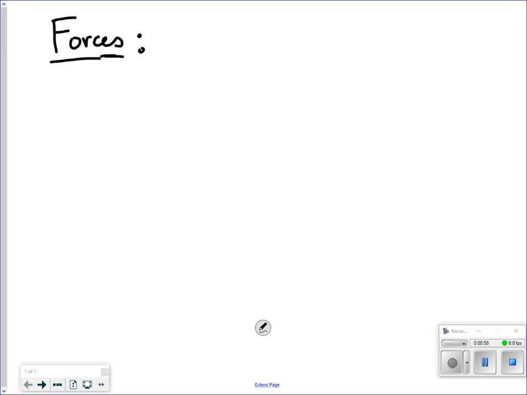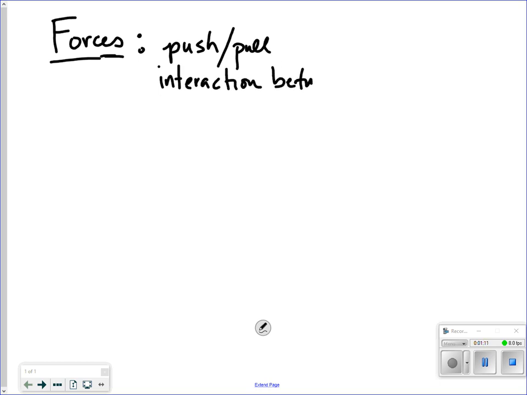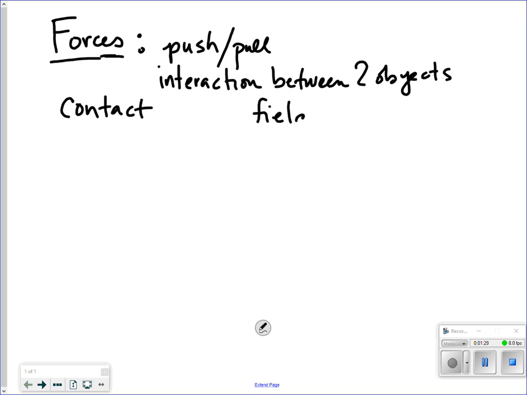Now, generally, what most folks tend to say is that a force is a push or a pull. What I like to say is that it is an interaction between two objects. So you've got two objects interacting with one another. And sometimes those objects are touching and sometimes they are not. So we have what are known as contact forces and field forces, or, big surprise, non-contact forces.